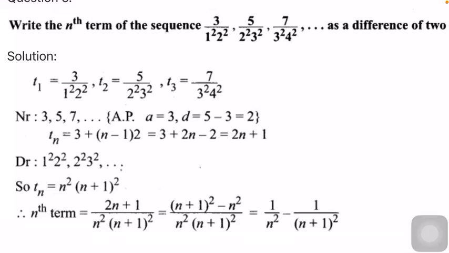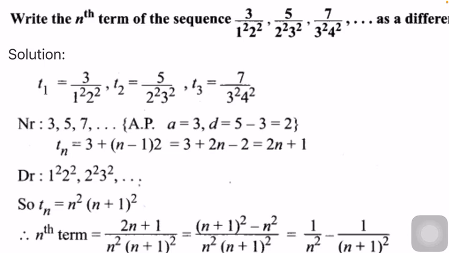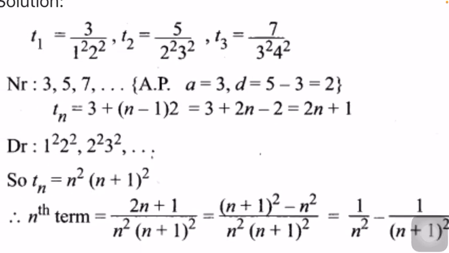Write the nth term of the sequence 3 divided by 1 square 2 square, 5 divided by 2 square 3 square, 7 divided by 3 square 4 square as the difference of two terms. So the term 1 is 3 divided by 1 square 2 square, term 2 is 5 divided by 2 square 3 square, and term 3 is 7 divided by 3 square 4 square.